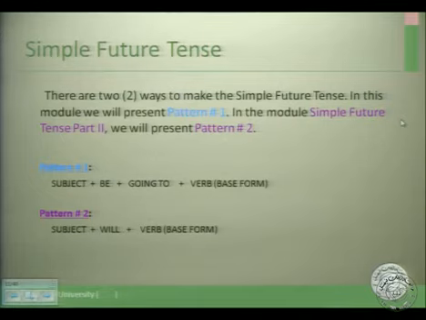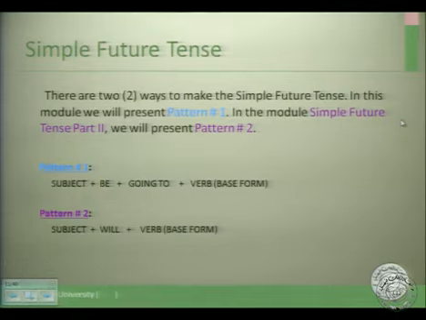There are two ways to make the simple future tense. In this module we will present pattern 1. In the module simple future tense part 2, we will present pattern 2. I'm going to present both of them actually, but to make it easy for some of you, not all of you, I know the majority of you are good students, I'm expecting some students to ask me, what's the difference between going to and will?